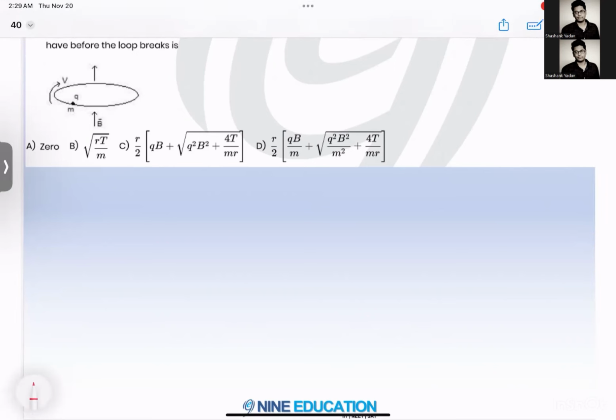So basically, this loop is now experiencing three kinds of forces. The tension is acting radially inwards. And since it is moving in circular motion, there is a centrifugal force acting radially outwards. And then there is one more force, the magnetic force, whose direction is radially inwards. So if we balance these forces, T plus the magnetic force must be equal to the centrifugal force.